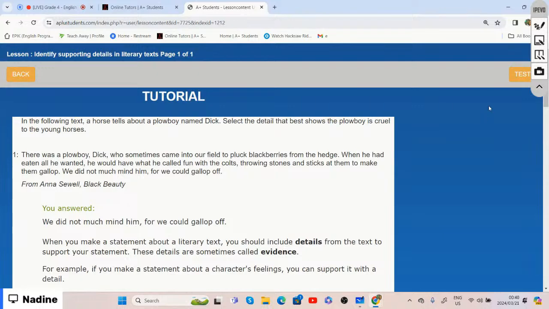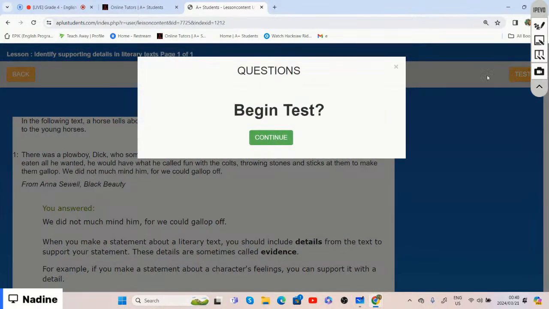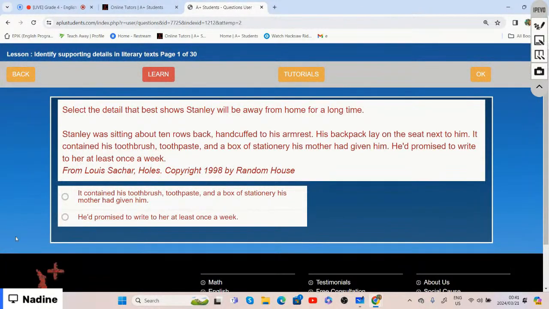All right, so now we're going to our test where we're going to identify supporting details in the text. We need to select the details that best show Stanley will be away from home for a long time. So we need to select the detail or the evidence that best shows Stanley will be away from home for a long time.